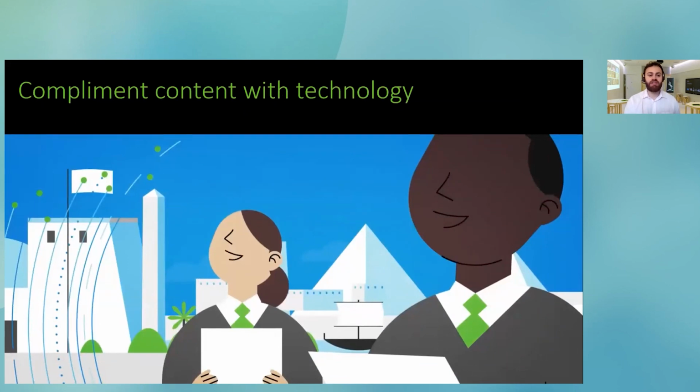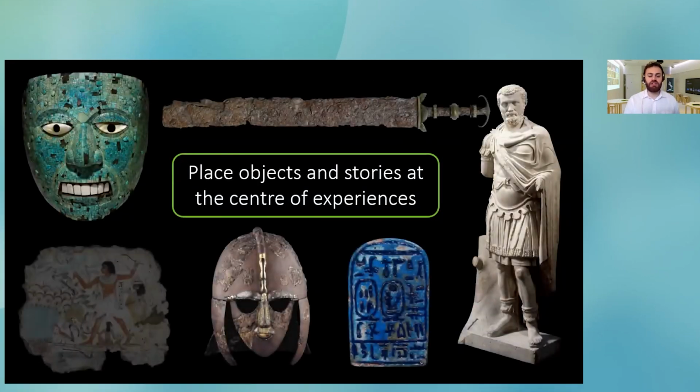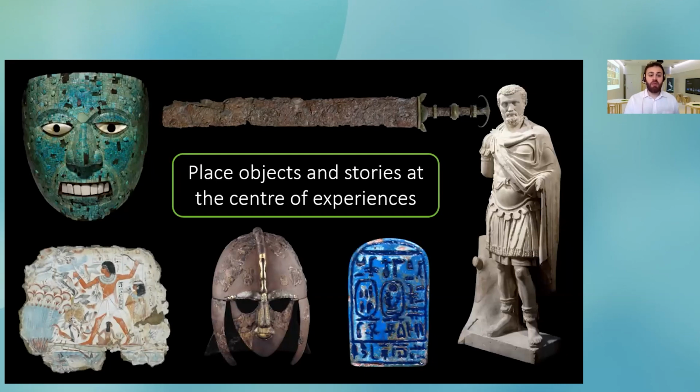My second point is that you should complement the content with technology. This is talking about how objects should be the center of these sessions and your program, because these are the things that are so important to our museums. They tell us about the people who lived in the past. They give us clues about what they achieved, believed in, and did throughout history. It's not the technology that is unique, it's these objects, as they show the stories of the people who made them. They tell us about the past.